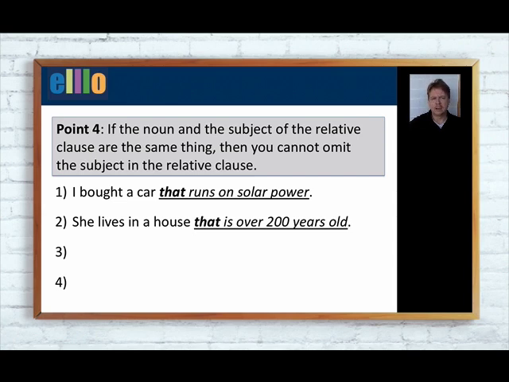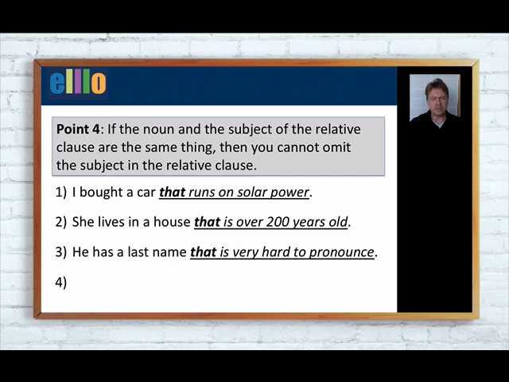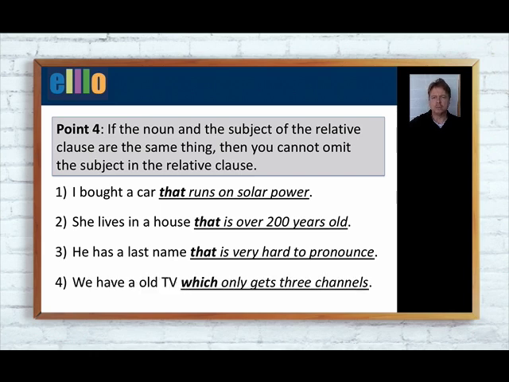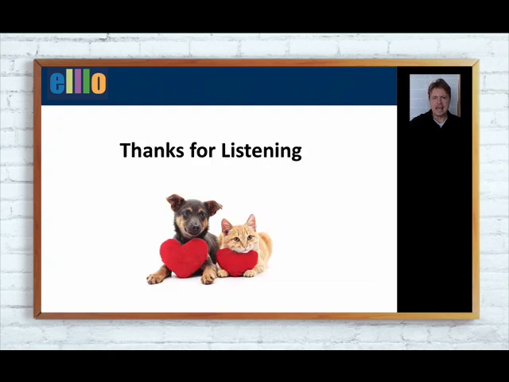Again, the subject in the relative clause is the same as the noun, so you don't have to say it again. Number three, he has a last name that is very hard to pronounce. Number four, we have an old TV which only gets 3 channels. So in those last two cases, again, you're using the same noun again as the subject, so you don't have to repeat it. And that is it.